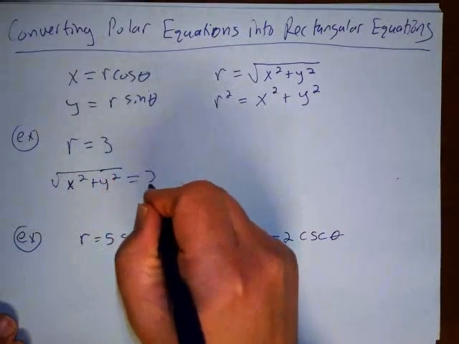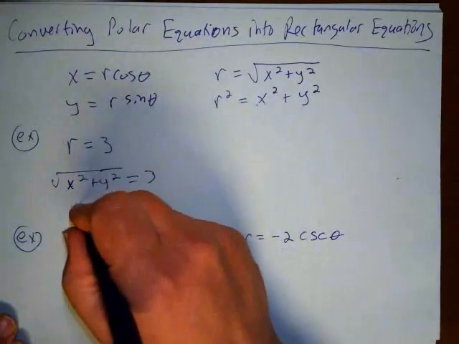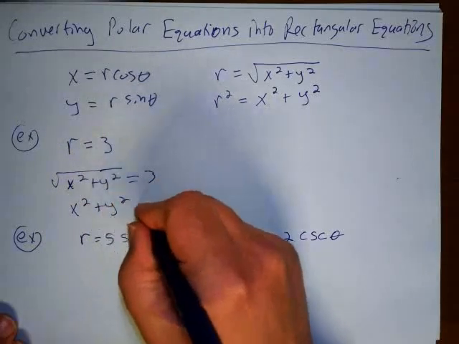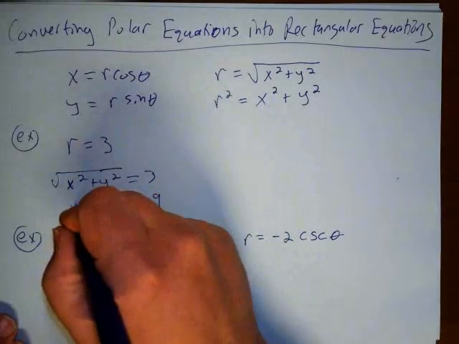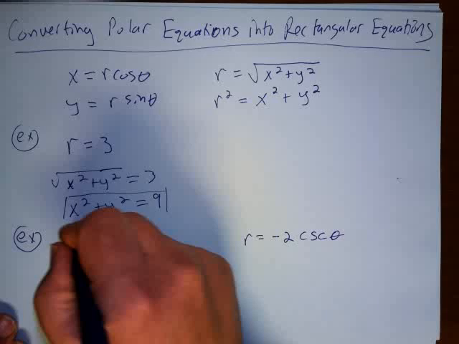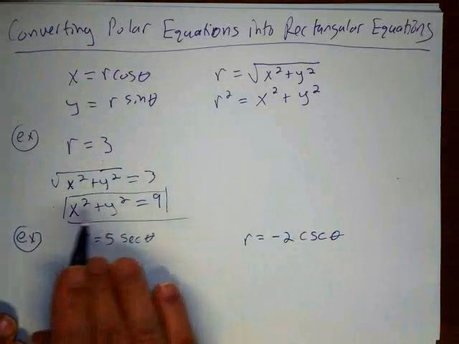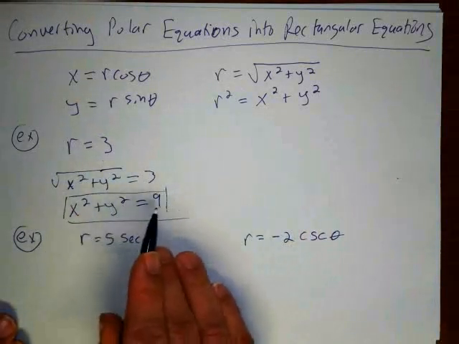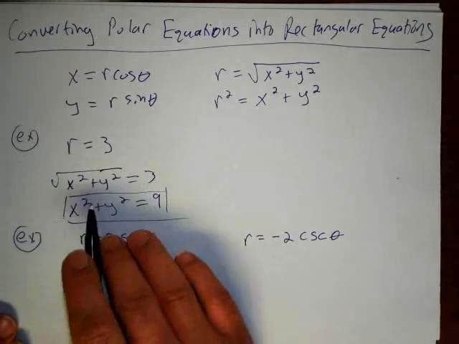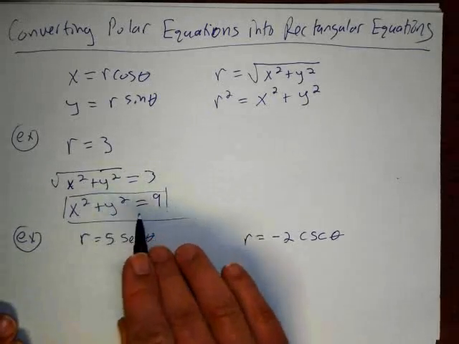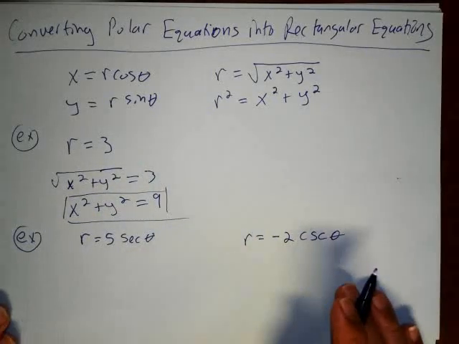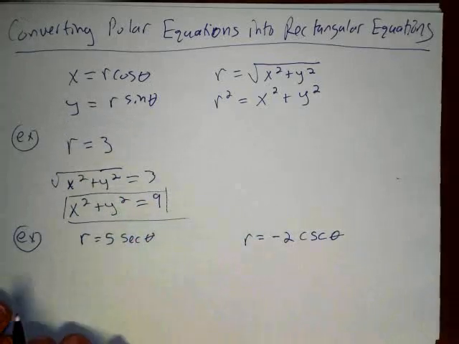This is equal to 3, and then I square both sides, and I get x squared plus y squared is equal to 9. And yes, indeed, that does give me a circle, centered at the origin, with a radius of 3, because the formula is x squared plus y squared is equal to r squared, right? So that's converting that there.